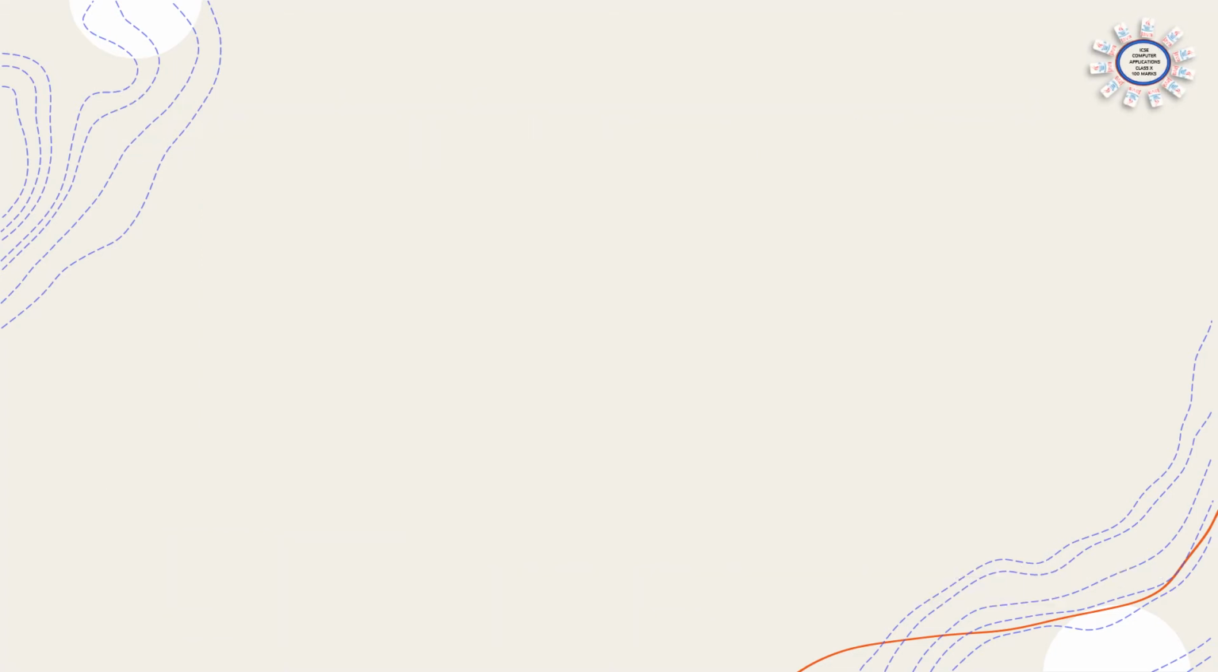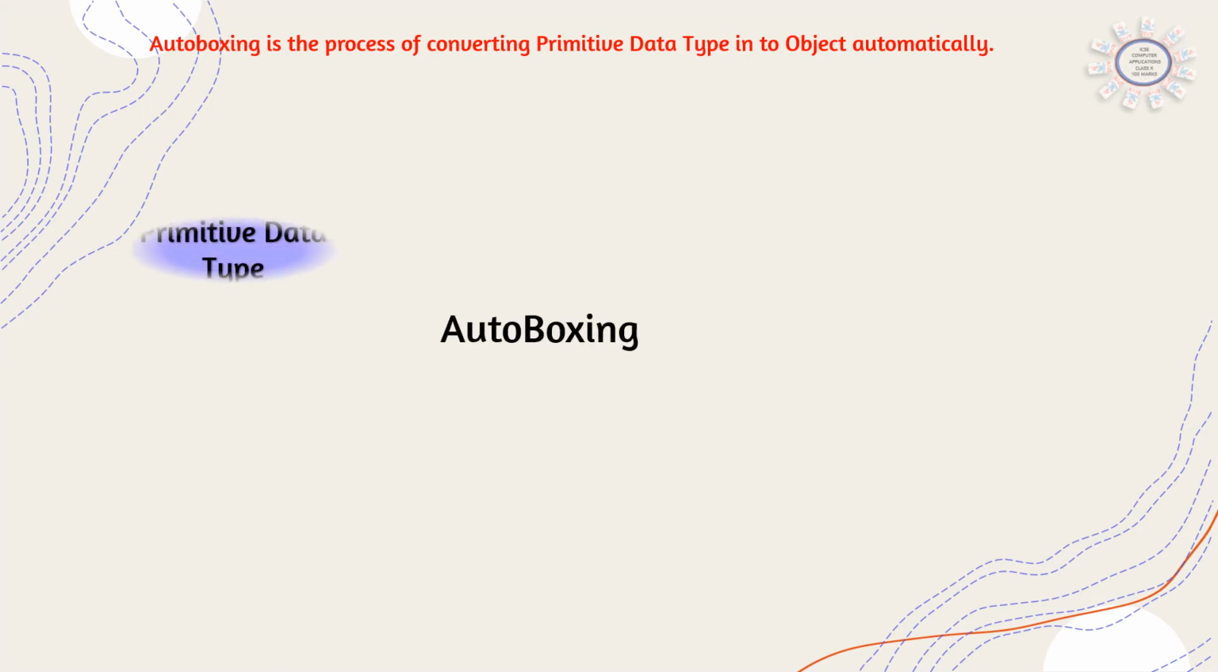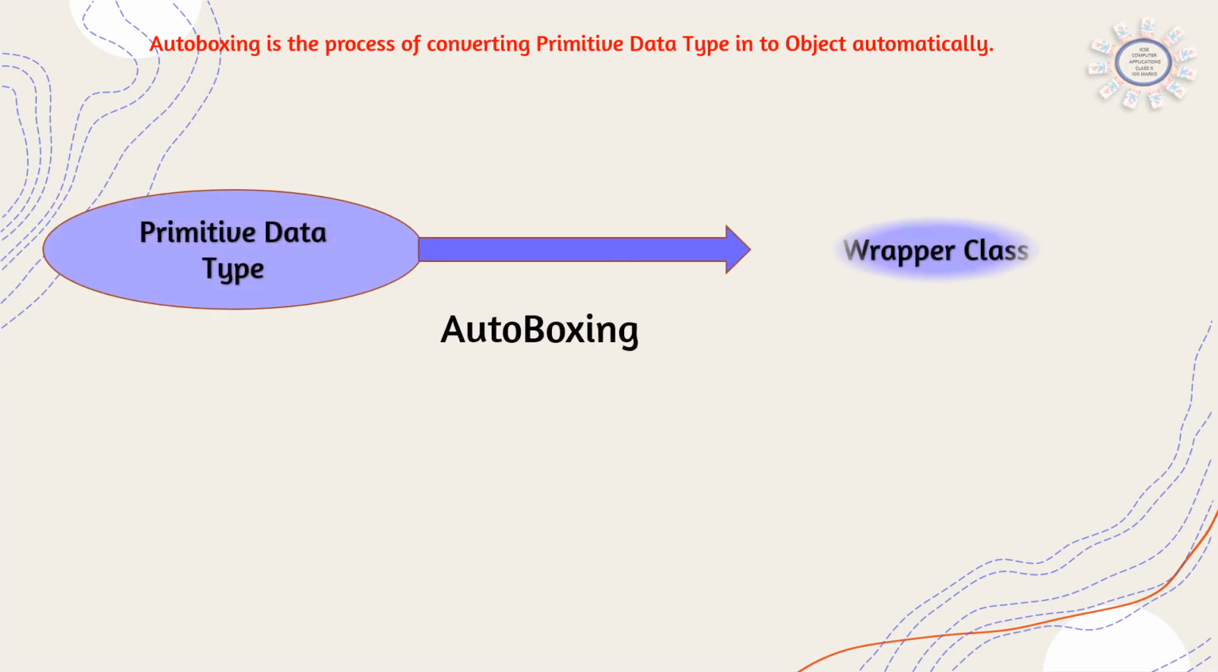So now we have learned the wrapper class, and for using the wrapper class, the processes of autoboxing and unboxing are used for implementing the wrapper class in programs. Autoboxing is the process of converting primitive data types into objects. Here we can see the primitive data types are converted into the wrapper class automatically with a simple code. No need of elaborate code because it is done automatically.